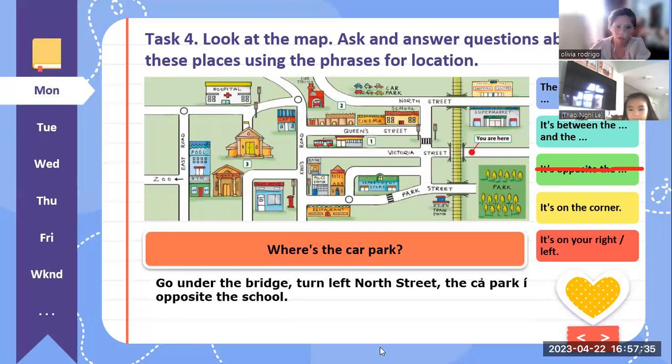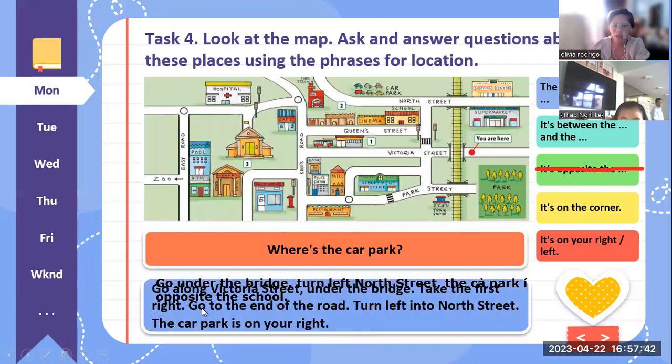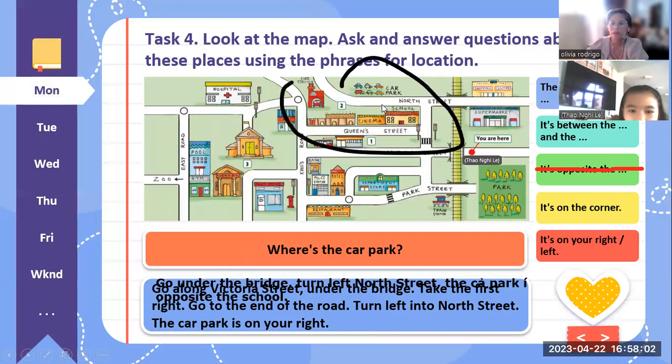Okay, teacher. So go under the bridge, turn left. Take the first right, go to the end, turn left. It's on the North Street. Very good. The car park is on your right. Where is the car park here? The car park is here. It is in the North Street. You're very good. The car park is opposite the school. Yes, the school is here. Although you didn't tell me the exact location, I understand that you said turn left here in the North Street. The car park is opposite the school.